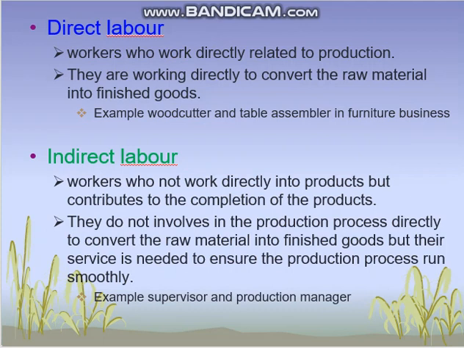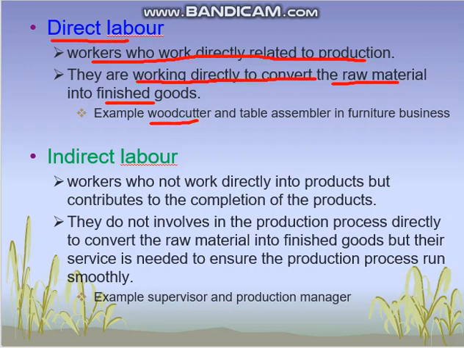So we have to go through it again just to make sure that we are still alert. What is direct labor? Direct labor is workers who work directly related to the production, the people who really produce the product. They work directly to convert raw material into finished goods, such as a wood cutter or table assembler in the furniture business. In whatever company, what they do is produce the product.